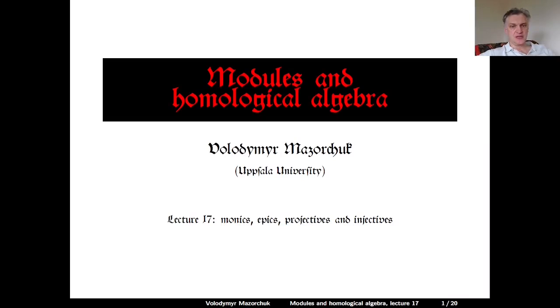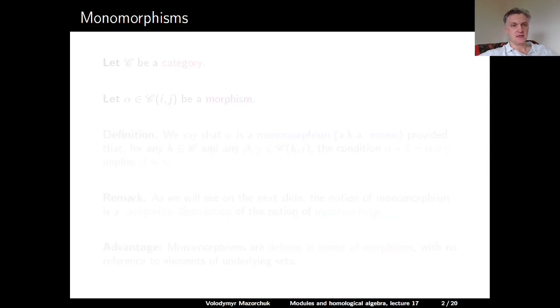Modules and Homological Algebra, Lecture 17, Monics, Epics, Projectives, and Injectives. Let us start with the definition of a monomorphism. Let C be a category and alpha be a morphism in C from I to J.